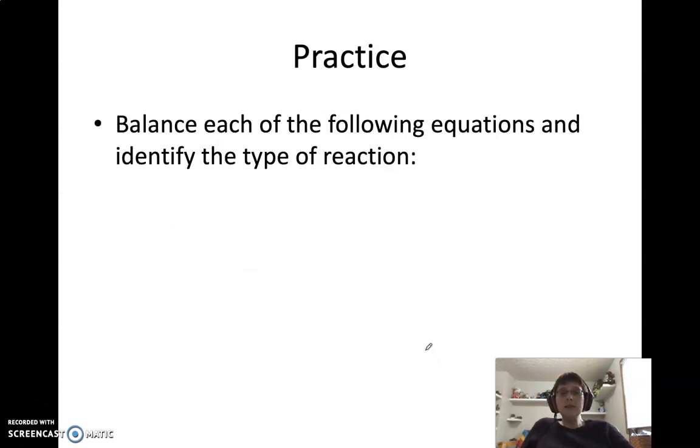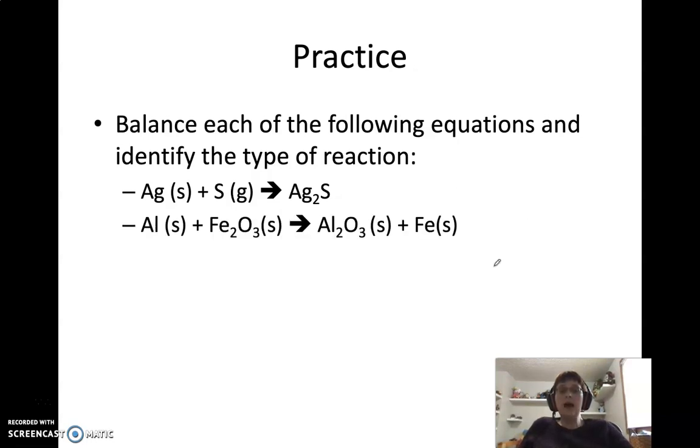So let's do a little bit of practice. So for these, balance the equations and then identify the type. So these, I have the balanced equations solved in the notes section. So right now we're just going to take a look at these to see what kind of equation they are. So here, if you look, what's happening, we're going from two substances, in this case two elements, to one. So this would be what type of reaction? A combination reaction, right? Or a synthesis reaction.